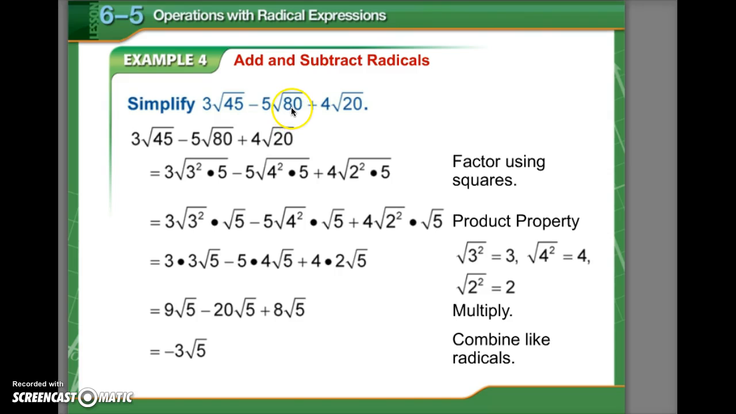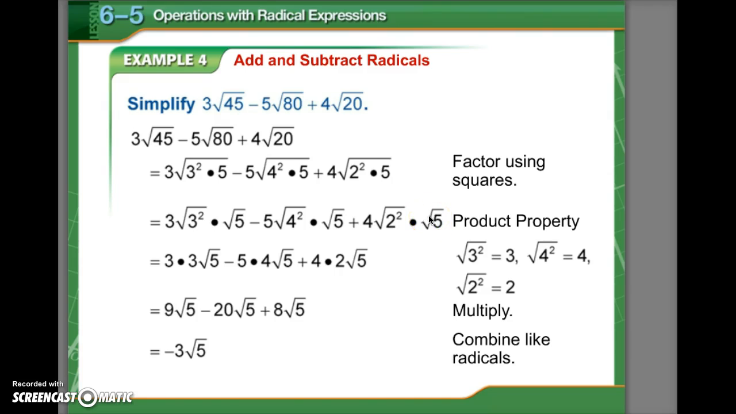80 breaks down into 16 times 5. So 4 squared is 16. This is 16 times 5. And 20 is 4 times 5, and 4, you can also rewrite as 2 squared. So in this first line, we're just writing everything as squares. Then in the next line, we're going to break up each of these two products, giving each its own square root. So we have the square root of 3 squared and the square root of 5, the square root of 4 squared and the square root of 5, the square root of 2 squared and the square root of 5.